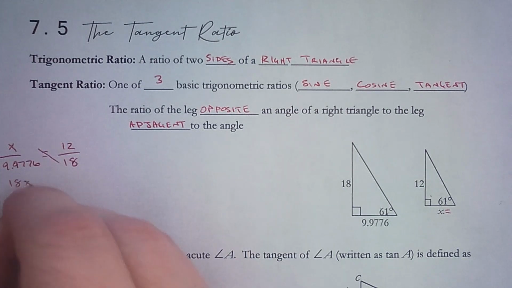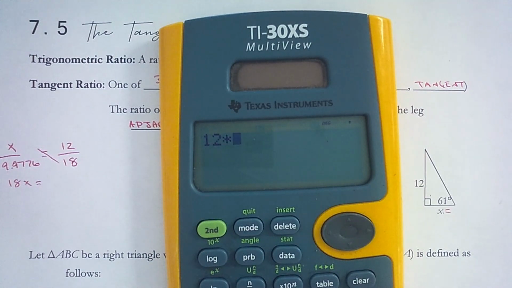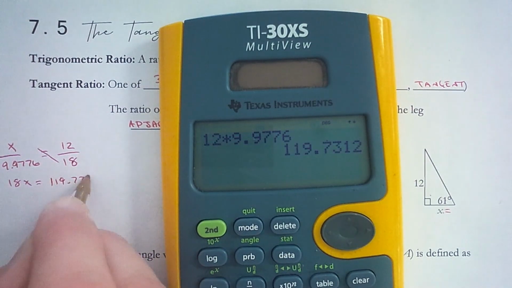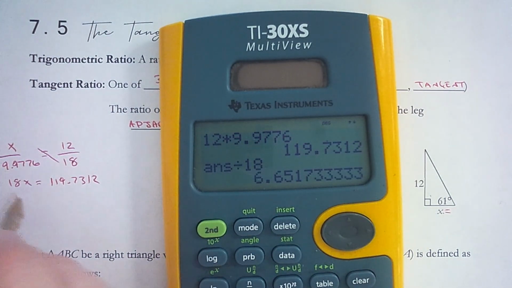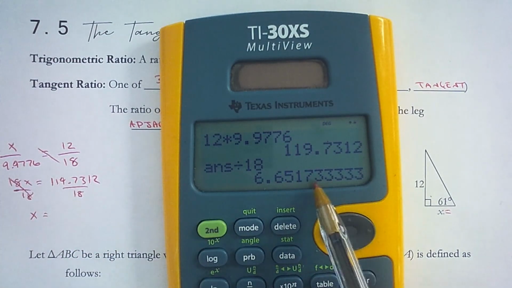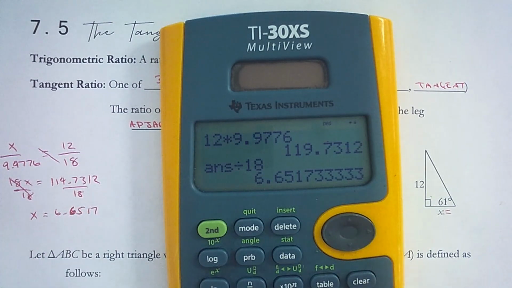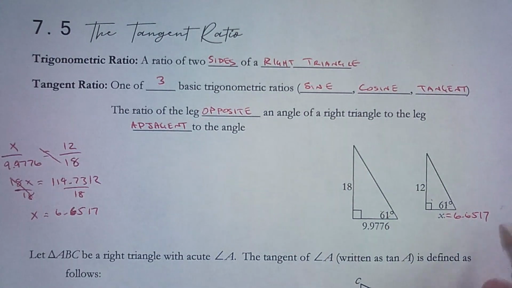We've got 18 times x, and then 12 times 9.9776 is 119.7312. And then we divide both sides by 18. And we get x is, and we'll round to 4 decimal places, 6.6517. Okay, so there's our value of x.